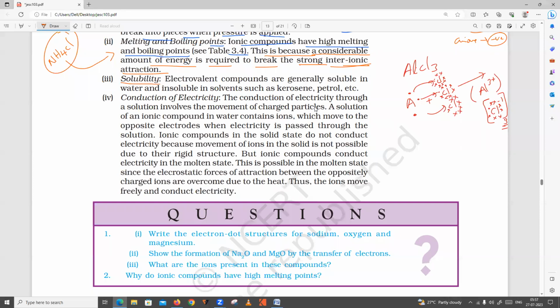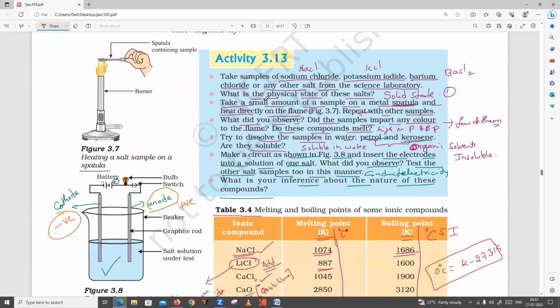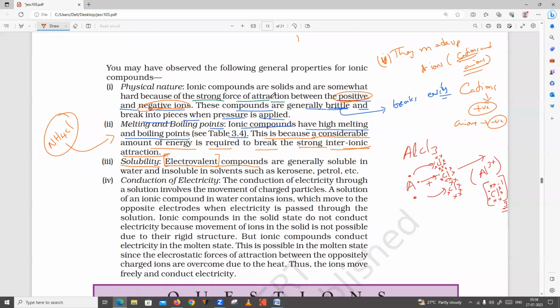Next, solubility. They will be soluble only in what, guys? All the electrovalent compounds. See, till now they have not used the word electrovalent. Do you remember, everybody? But now they are saying electrovalent. What do you mean by electrovalent? Ionic compounds we can also call electrovalent.